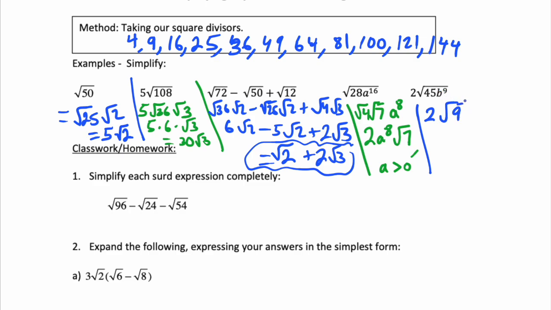Next, root 45, that's 3 root 5, or root 9. Now, if you got b to the power of 9, you can write that as b to the power of 8 root b. And now it's an even number, so you can square root an even number. This is going to be 2 times 3 is 6. Square root of b to the power of 8, well, that's b to the power of 4, because b to the power of 4 times b to the power of 4 is b to the power of 8, root b. Okay?